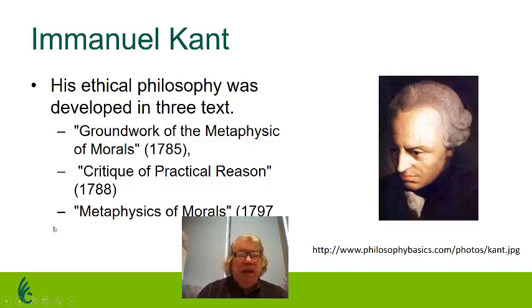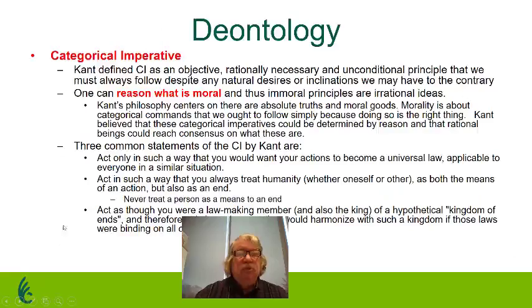Our modern ideas of deontology were developed by Immanuel Kant. He has three major works in which he developed his philosophy: the Groundwork of the Metaphysics of Morals, Critique of Practical Reason, and Metaphysics of Morals. In these works, as he developed his idea of a bioethical system, he developed an idea that he called the categorical imperative.